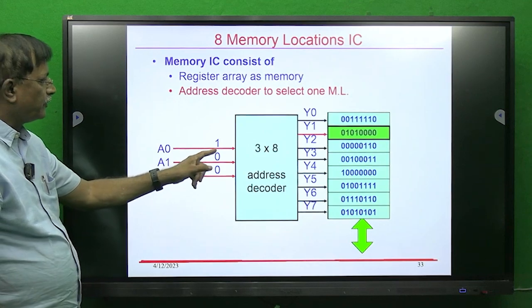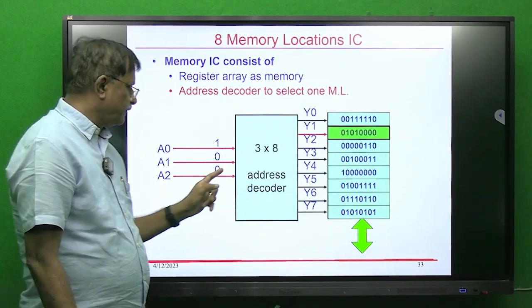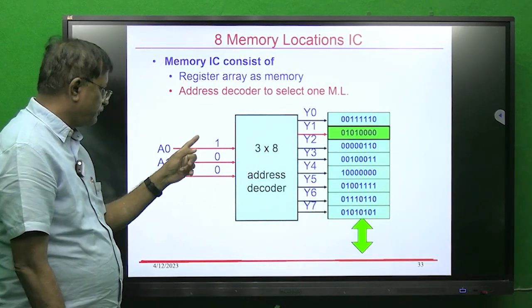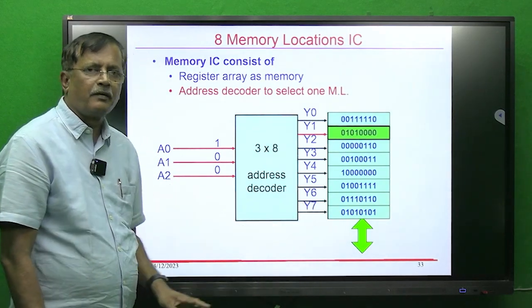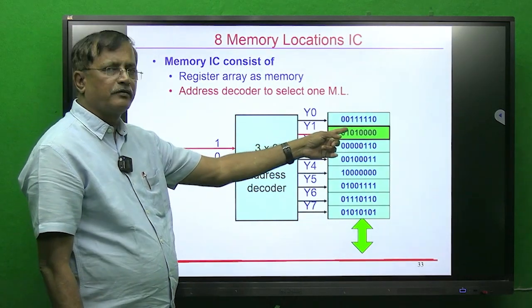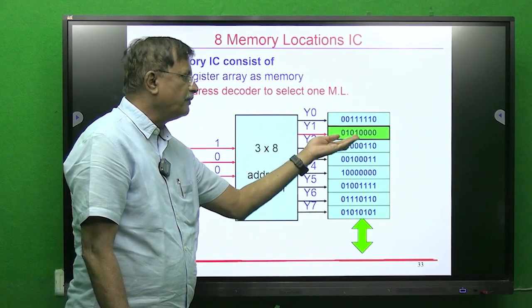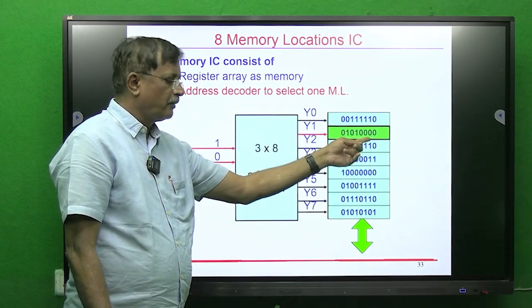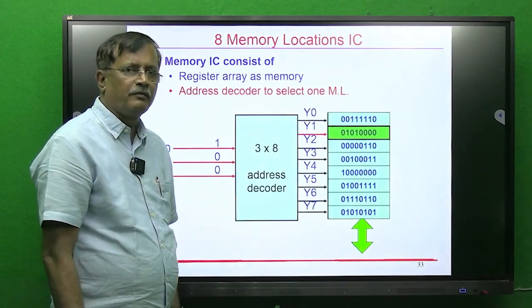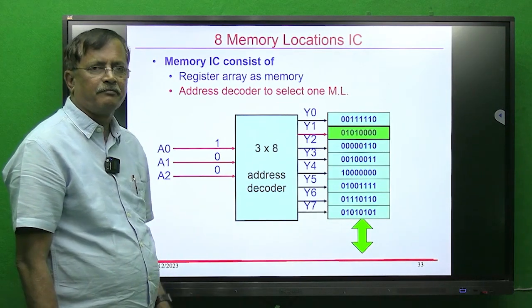This 001 is decoded by the address decoder, and it will select this location. If it is 101, then this location will be selected. If it is 111, then this location is selected. Once a location is selected, as it is 001, this location is selected, then you can store data into this. The processor will send data on this line and it will be stored in this register, and the processor can read data from this location. Other locations are not selected, so you cannot store data into those locations. Only one location out of 8 is selected.